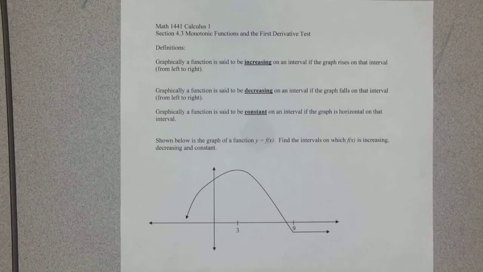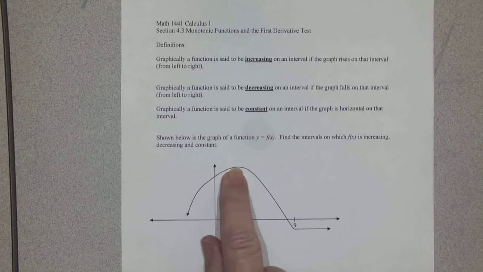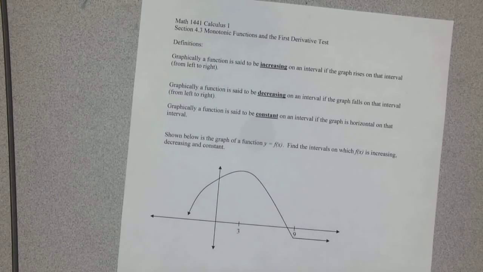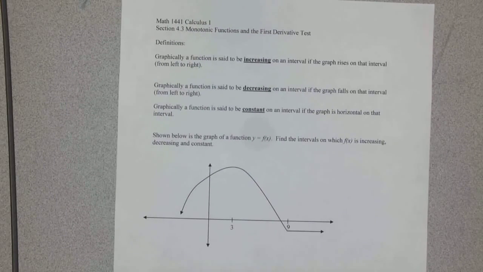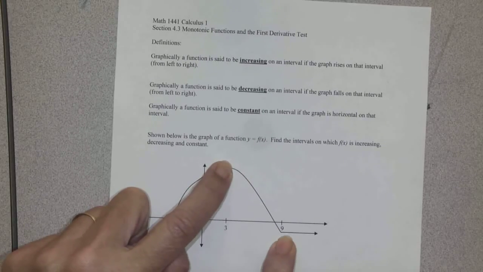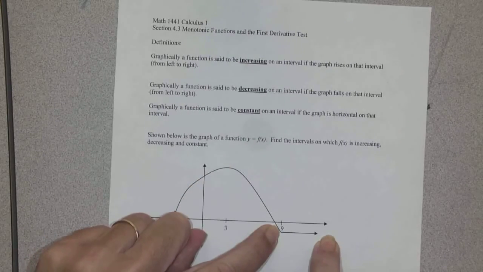Okay, 4.3, monotonic functions and the first derivative test. Monotonic is just a fancy word saying things go one way. This is going up, this is going down, this is going sideways. When they talk about monotonic, they don't necessarily mean on the full function, they mean on intervals. This is going up on this interval, this is going down on this interval, this is going sideways.